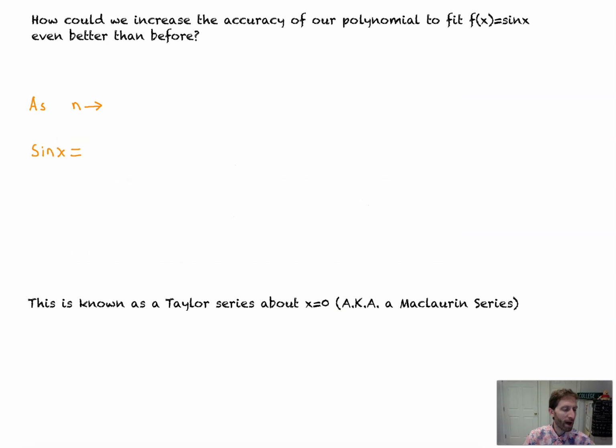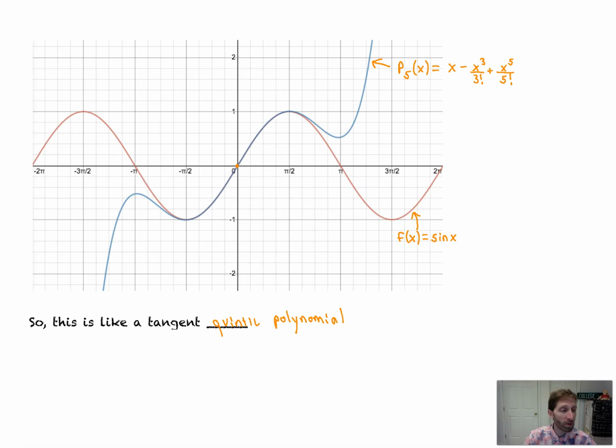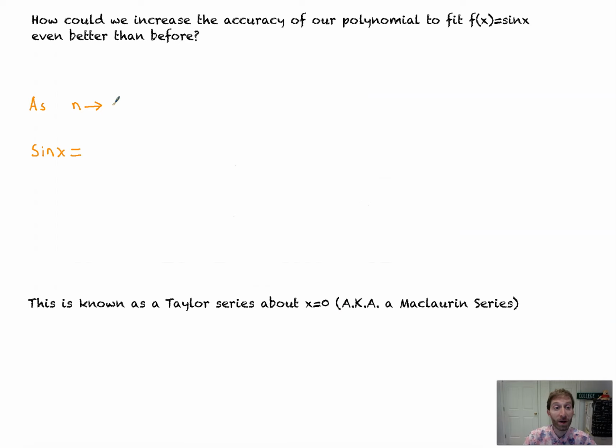All right, so that's the graphical representation of it. And a couple questions then based on that. We're going to put all this together really nicely. How could we increase the accuracy of our polynomial to fit f equals sine x even better than before? Well, let's think about this. We got to the fifth degree and everything got pretty close. Everything in calculus seems to be about going towards infinity. As n goes to infinity, meaning the number of degrees of the polynomial gets higher and higher and higher, sine of x is going to end up equaling out to, well, an infinitely long polynomial. We call that a Taylor series, an infinite series, or a Maclaurin series in this case.